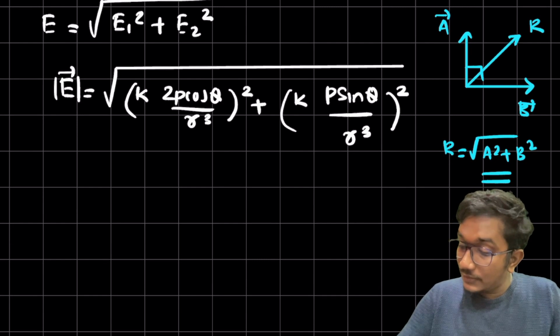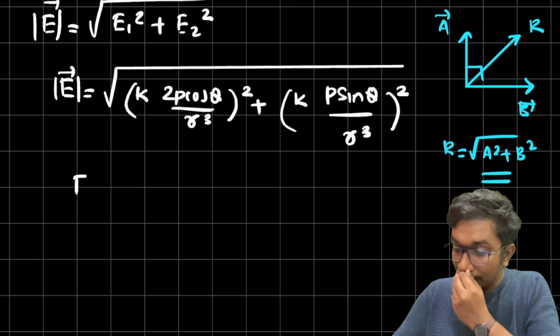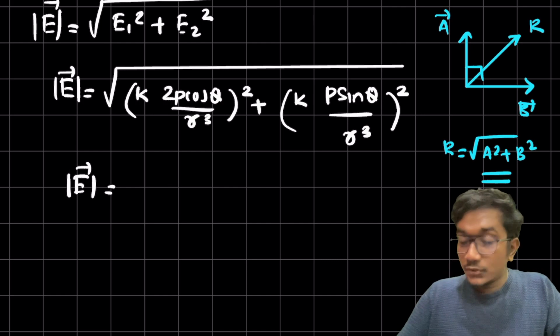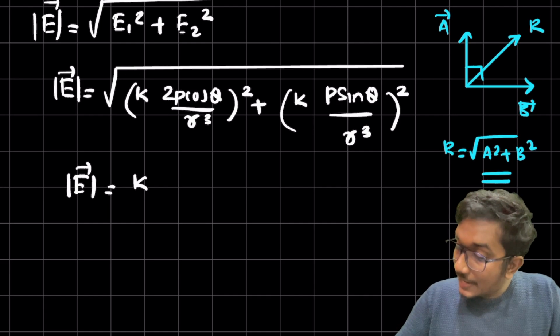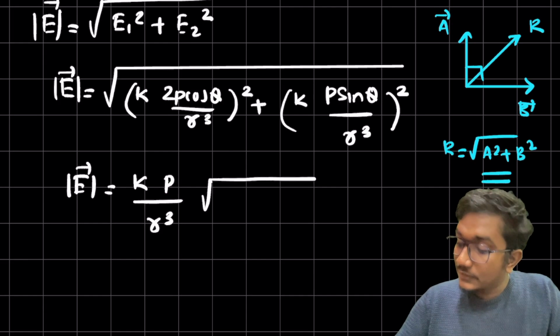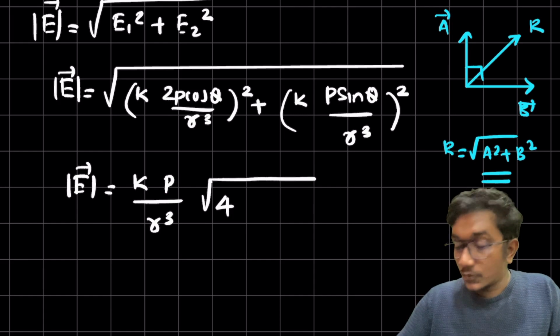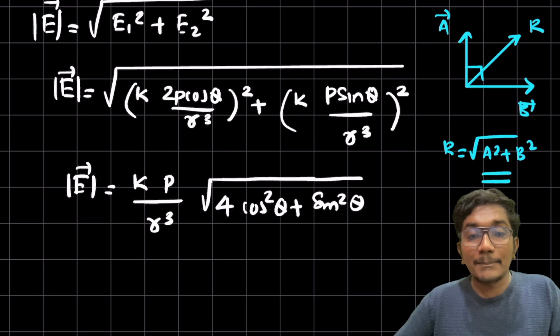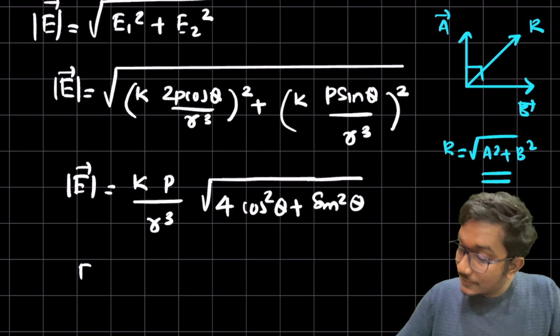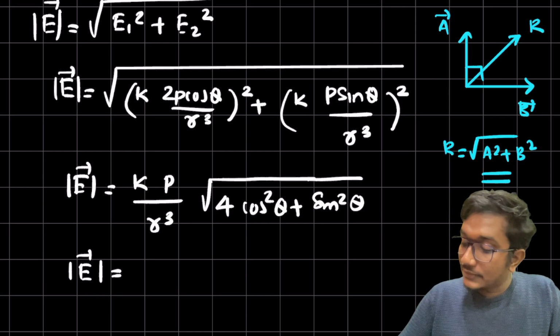So now let's find out the magnitude of E. E is equal to, how much is that? Whatever things you can take outside, that would be fine. So I'm taking K by R cube outside, P I could take outside. So it would be KP divided by R cube into root of, look at this, this is 2 square, that is 4 cos square theta plus sin square theta. So I can write E will be equal to, look at this K, what is K?